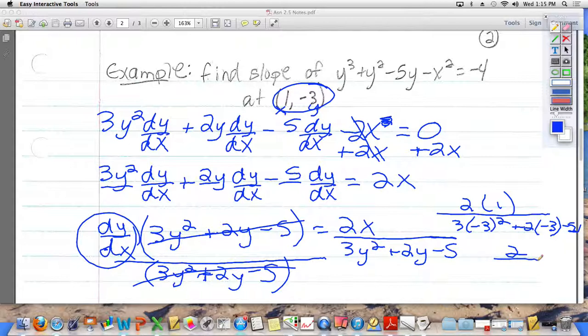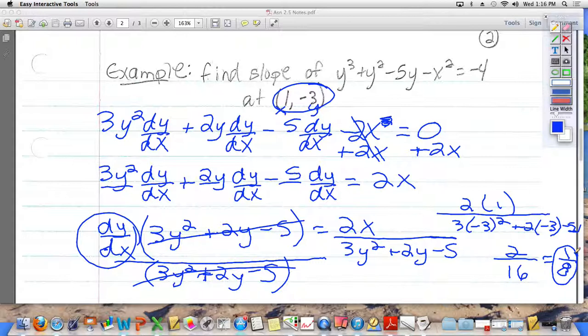The bottom, negative 3 squared is 9 times 3 is 27, plus a negative 6. So 27 minus 6 is 21, minus 5 is 16. So we have 2/16. What is that? 1/8. So whatever this curve looks like, if you go to the point 1, negative 3 on that curve, the slope is 1/8.